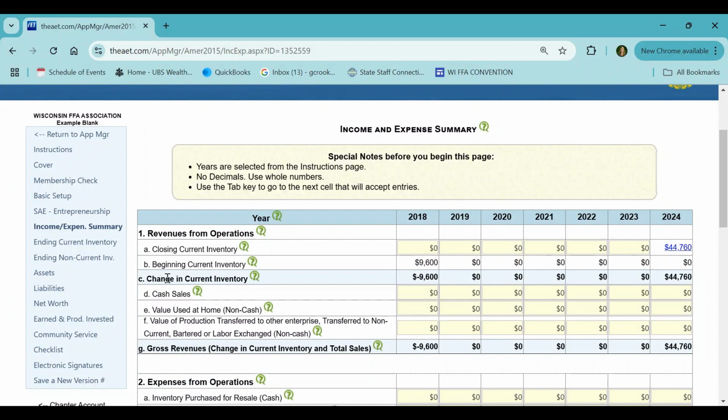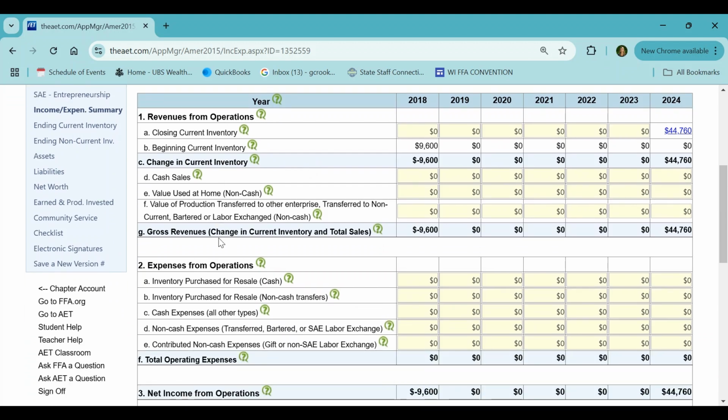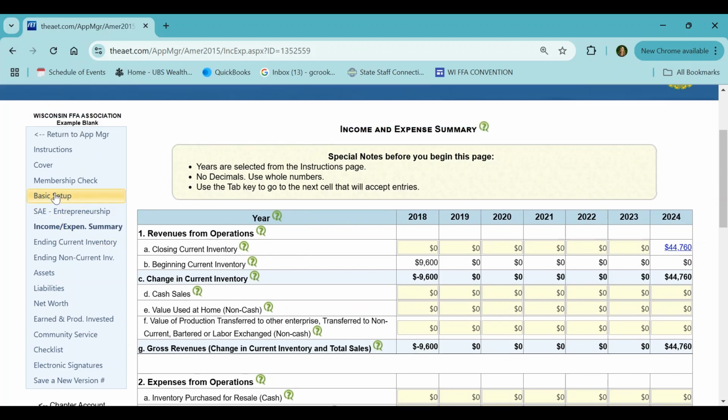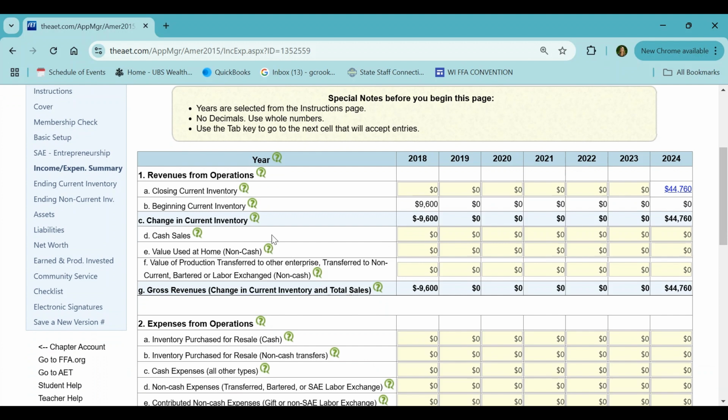I've created a new American degree with no numbers entered in the income and expense summary. And we're going to start with the current inventory, which is in sections 1 and 2 at the top of this page. Now, if you've already set up your basic setup page and your ending current and ending non-current inventory, then those numbers are the only ones that will transfer to this page and will be present when you go to this page to start.